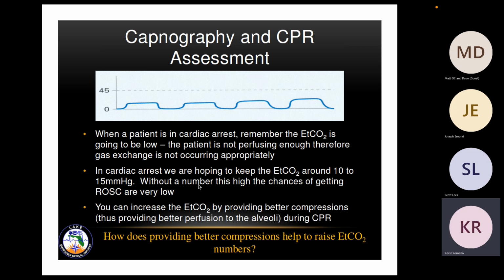When a patient is in cardiac arrest, remember the end tidal CO2 is going to be low. The patient is not perfusing enough, therefore gas exchange is not occurring appropriately. In a cardiac arrest, we are hoping to keep the end tidal around 10 to 15. Without a number this high, the chances of getting ROSC are very low. So you can increase the end tidal CO2 by providing better compressions, thus providing better perfusion to the alveoli during CPR. So how does providing better compressions help raise end tidal CO2 numbers?